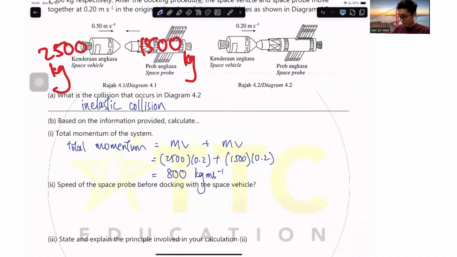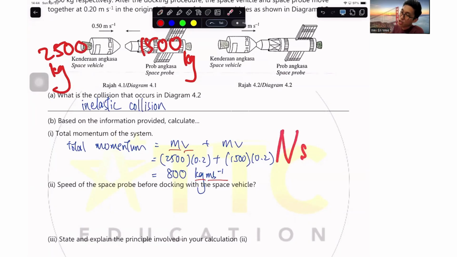Later I'll explain that. kg comes from mass and meter per second comes from velocity. I'm just combining these two units together. Is it N s? Actually, it is. It is Newton second, because Newton is kg m s^-2. So it is Newton second, but we normally use kg m s^-1 instead. We rarely use N s.